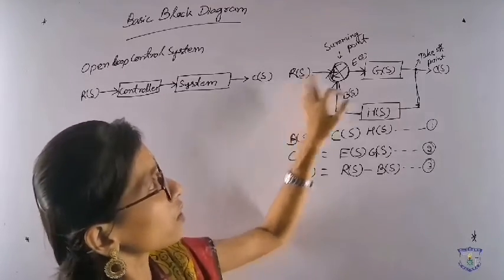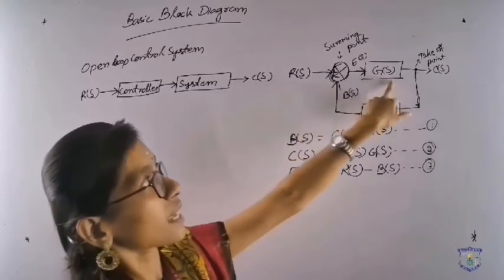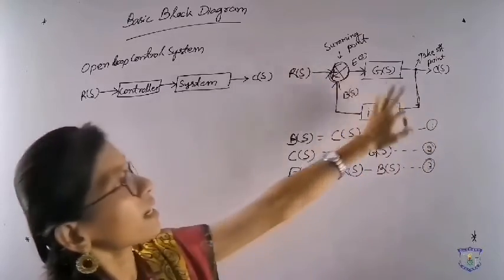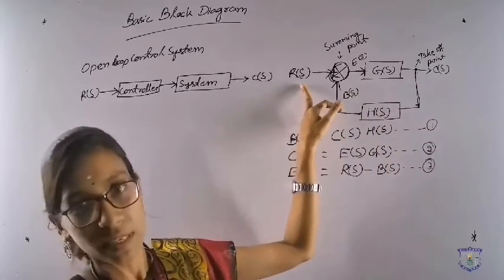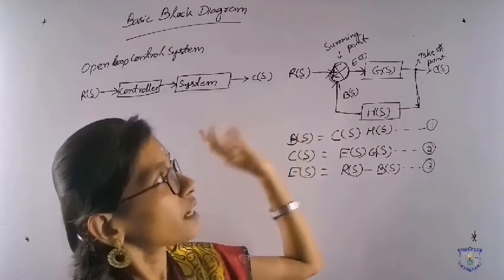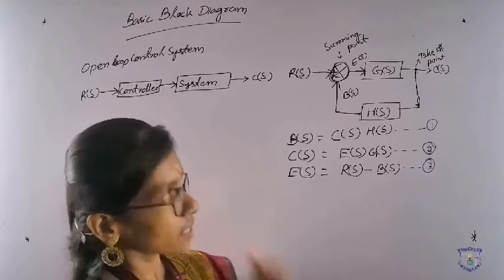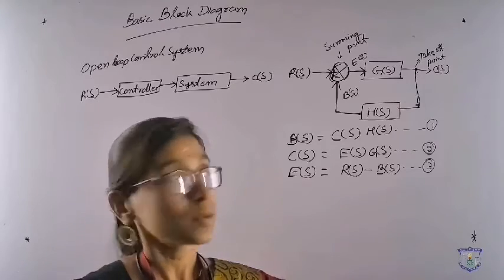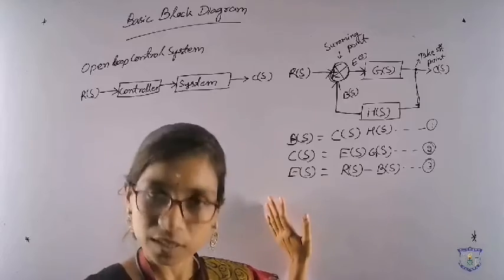Here you can see all the signals are taken as functions of S. What is S? This S is the complex frequency. All the signals are represented in the form of functions of this complex frequency. This complex frequency has a real part and an imaginary part. As control systems are reactive to the frequency term, that's why we represent all the terms as functions of frequency.